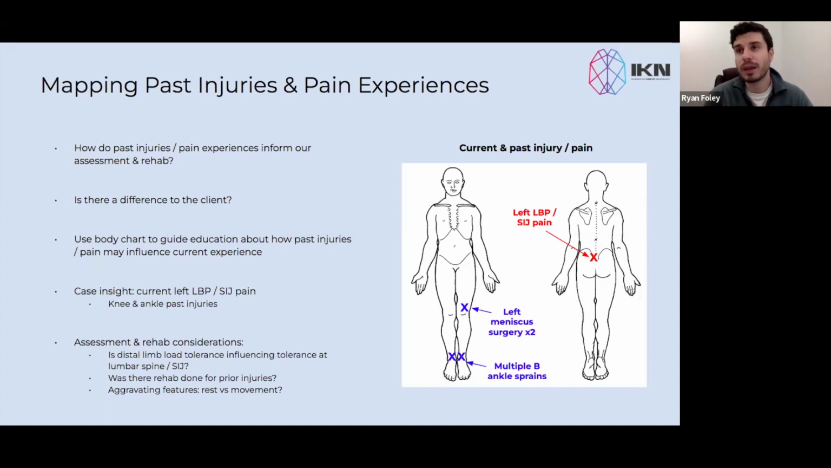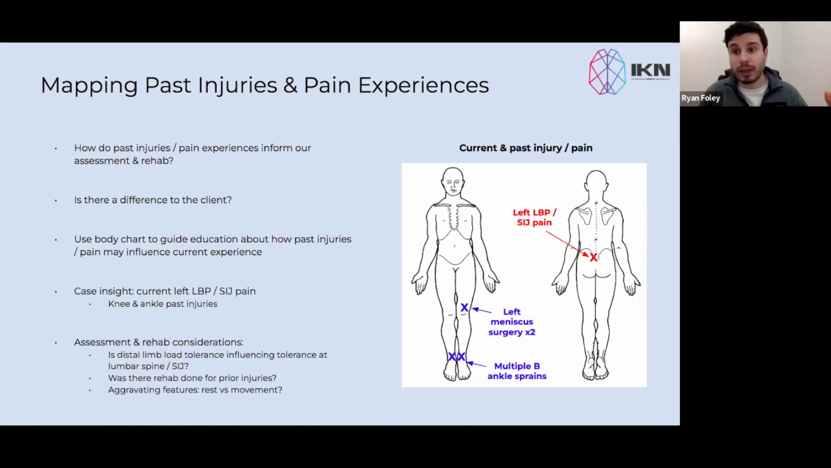Okay, so we could consider that if the limb doesn't possess the ability or the tolerance to handle those forces, then that can influence the tolerance level of the tissues and structures more proximally. Okay, particularly if that pain gradually developed. So from an assessment and rehab standpoint, we need to consider, is the distal limb's low tolerance, from these previous injuries and pain experiences, influencing the tolerance at the lumbar spine?